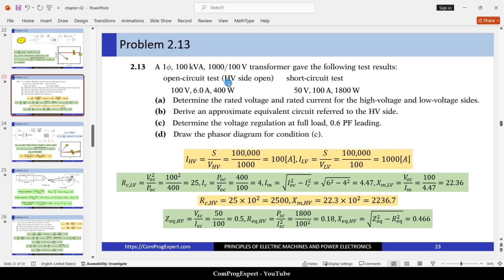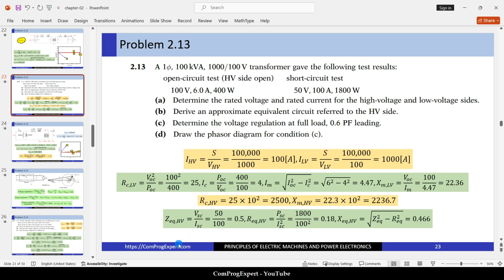As described here in the open circuit test, the high voltage side is open and we connect the source voltage, or the open circuit voltage, to the low side. Here you can see the value of the open circuit voltage is 100. That is equal to the rated voltage of the secondary side. The value of the current is 6 and the power loss in the open circuit test is 400. This is for the core loss.